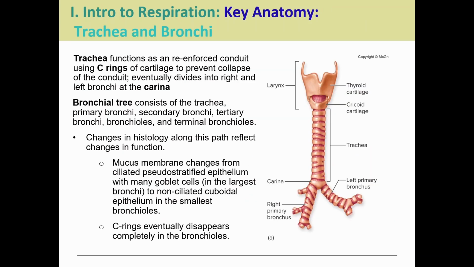The trachea is going to be this really reinforced tube. We have these C-shaped rings, these cartilaginous rings going down, giving us some structure and making sure that the airway does not collapse. And then down we get to this carina, which is almost like a triangular piece there. This is where we make that separation into the left and the right bronchi.